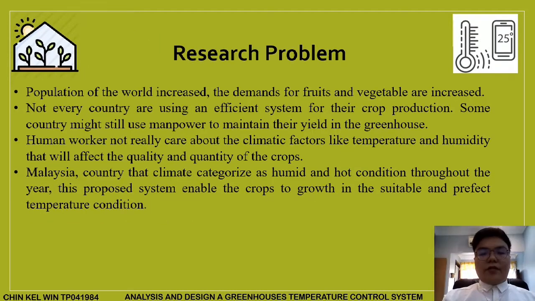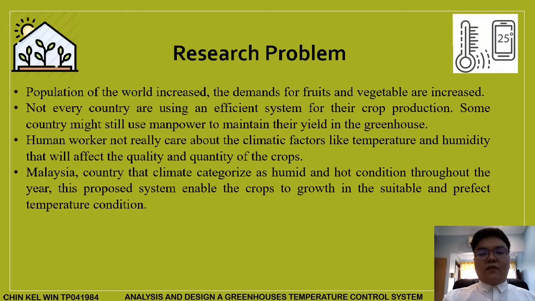The research problem for this title is that, as the population of the world increases, the demand for food and vegetables increases as well. However, fast and efficient agriculture for producing crops plays an important role throughout the world. But not every country is using an efficient system for crop production. Some countries are still using manpower to maintain their yield in the greenhouse.